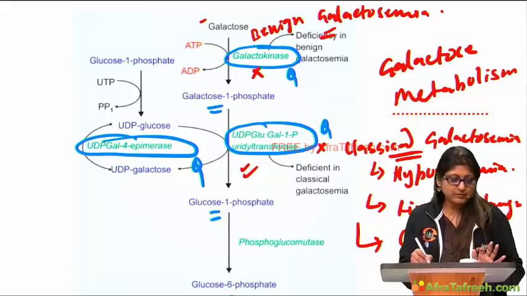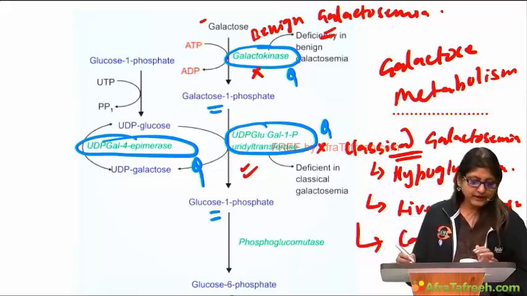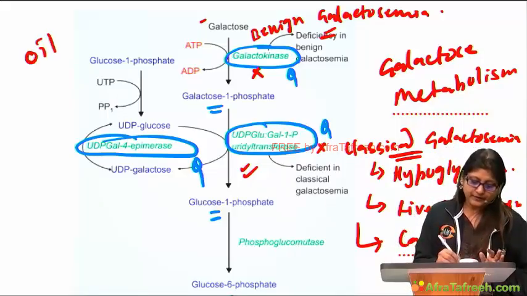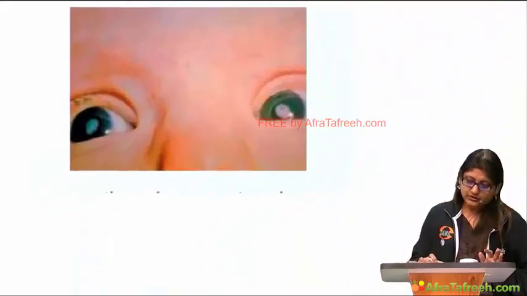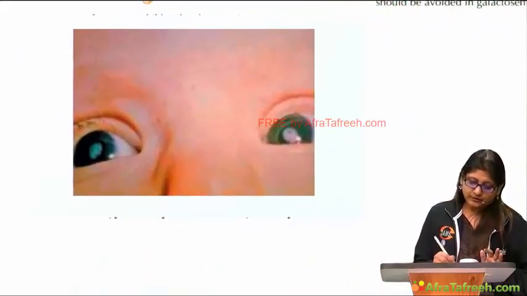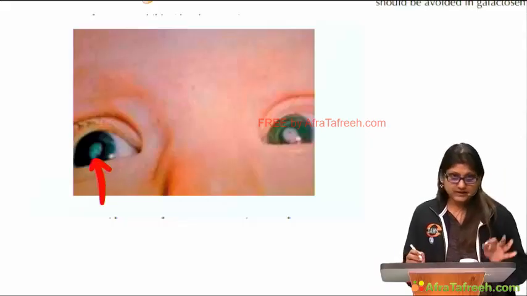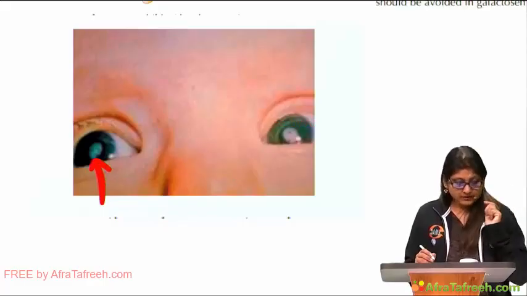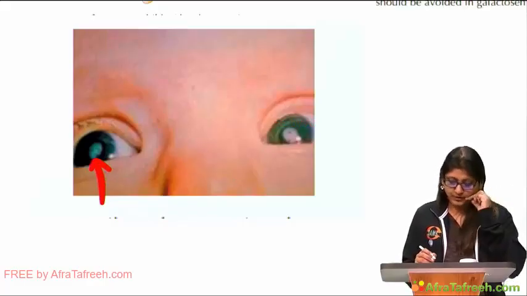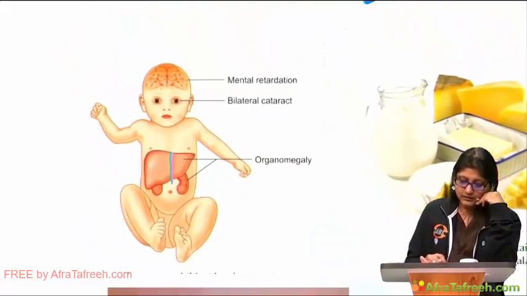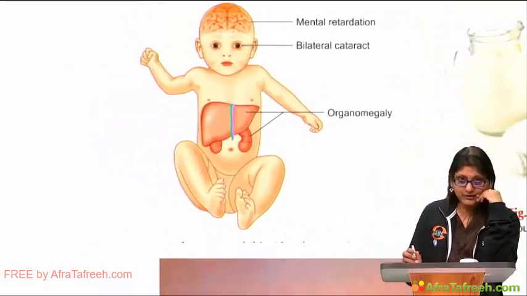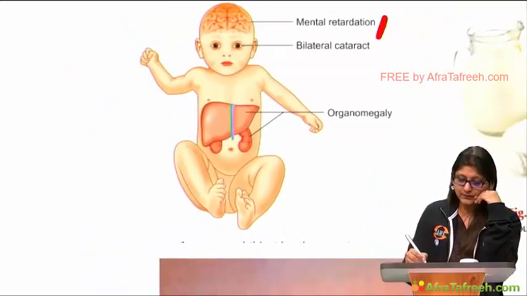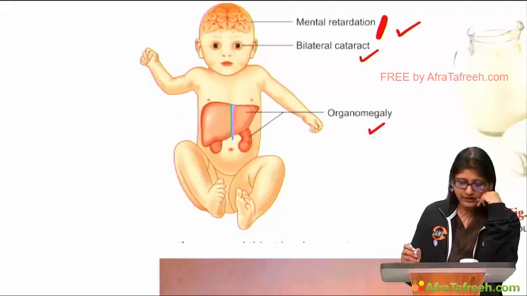So anything may be asked to you. Yes, the cataract nature is oil drop cataract. I'll show you the picture. Can you see this cataract in the galactosemic baby? This is an oil drop cataract, which is classically seen in galactosemia, both in benign as well as classical galactosemia. And this picture of the baby is telling you about classical galactosemia, where repeated hypoglycemia results in mental retardation. Cataract will be seen, organomegaly will be seen.